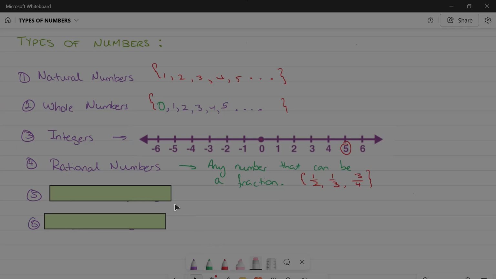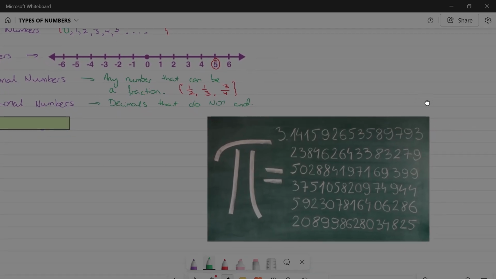The fifth type of number we have is called irrational numbers. Irrational numbers are defined as decimals that do not end. Irrational numbers are in a grouping by themselves. They don't contain any other type of numbers. An example of this is pi. The actual decimal for pi continues onwards forever and never ends.